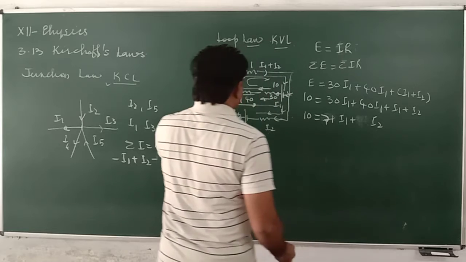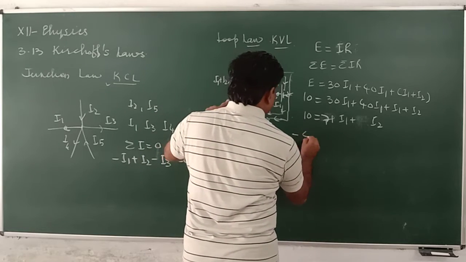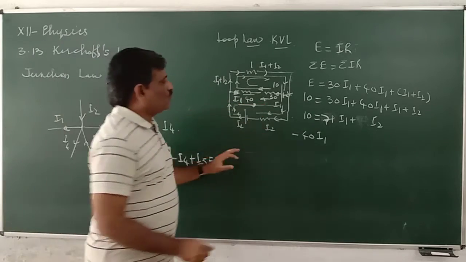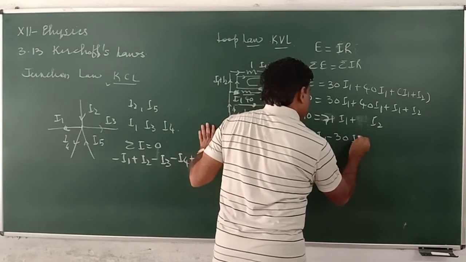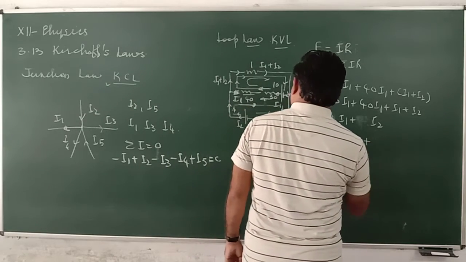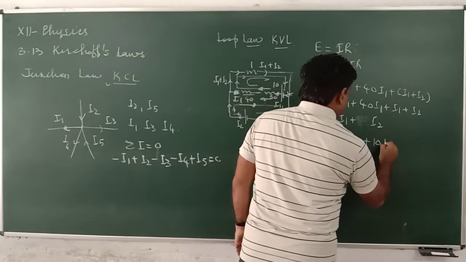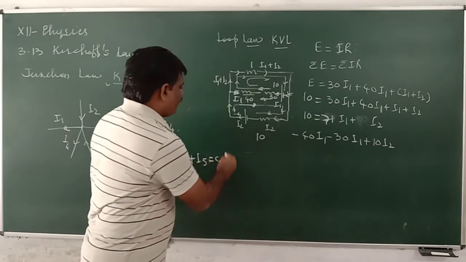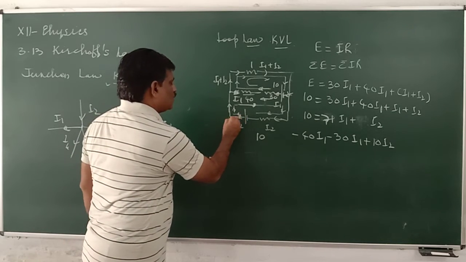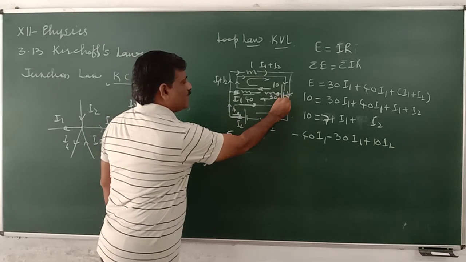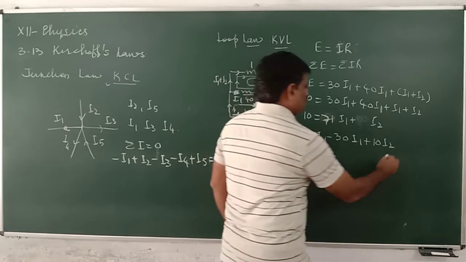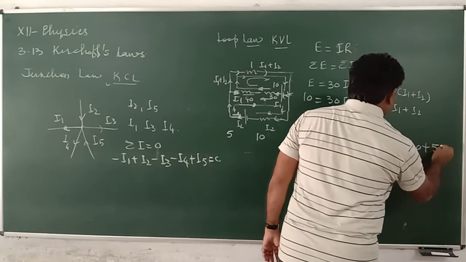So we write this as minus 40 I1. Similarly, this is also minus 30 I1. But here it is plus. I can take it as 10 I2, and this is 5. Now see, this EMF source is sending current in the direction of the traced loop, but this one is not. It is sending current here while the traced loop direction is here. So it is negative and this is positive. So it becomes minus 10 plus 5.